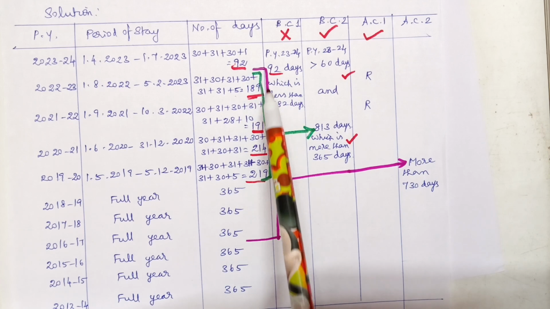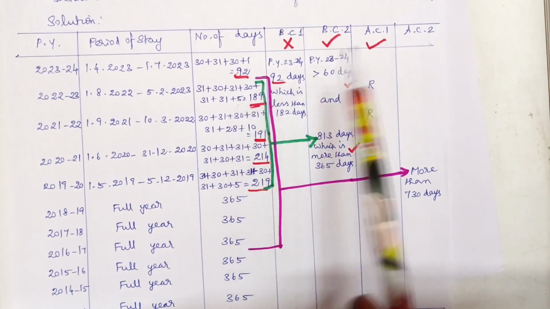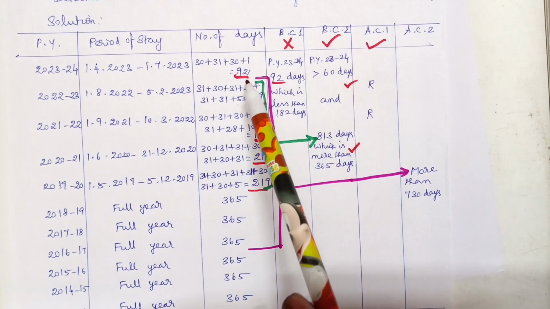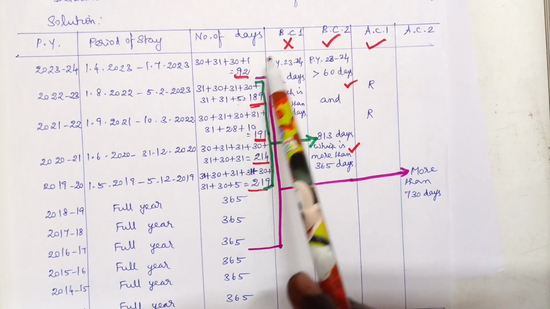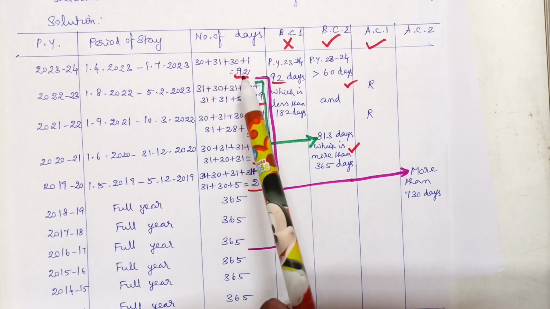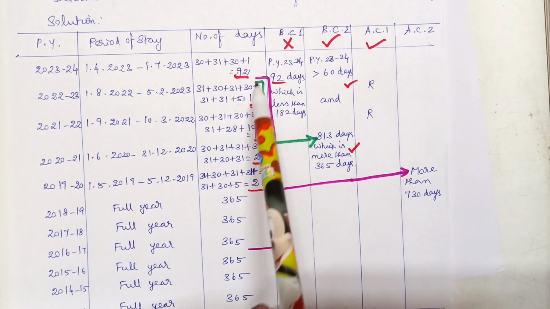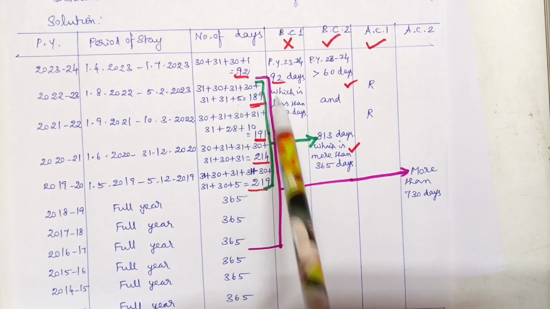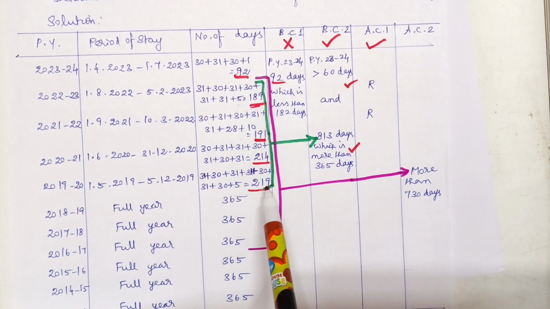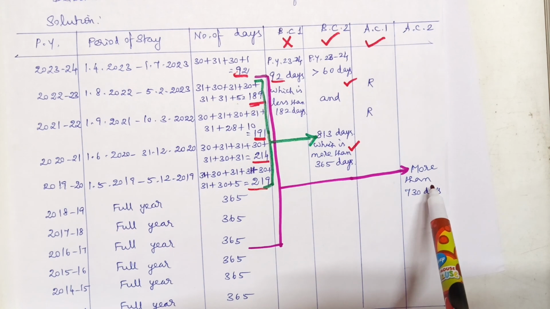So, here I have considered these 7 years. For additional condition checking, we always have to exclude the current previous year. The current previous year should not be considered. So, 23 to 24 should not be considered for additional condition checking. So, we have to consider these 7 years. If we find the total of the number of days for these 7 years, definitely it is more than 730 days.